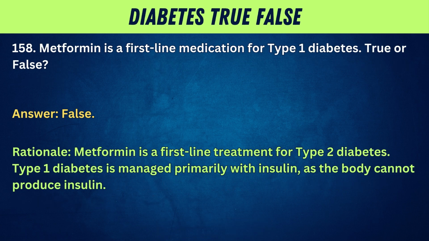158. Metformin is a first-line medication for type 1 diabetes. True or false? Answer: false. Rationale: Metformin is a first-line treatment for type 2 diabetes. Type 1 diabetes is managed primarily with insulin, as the body cannot produce insulin.